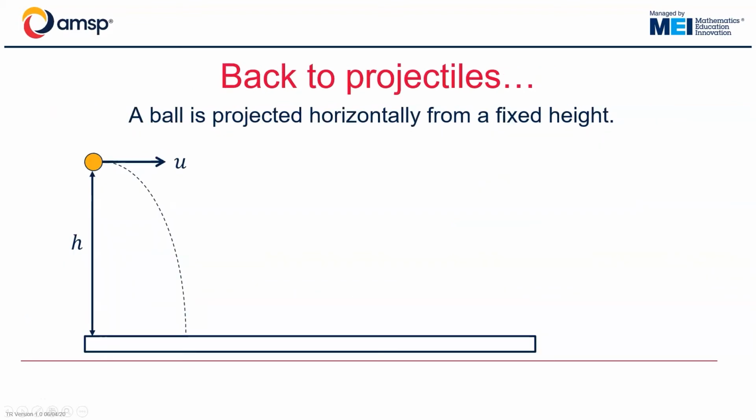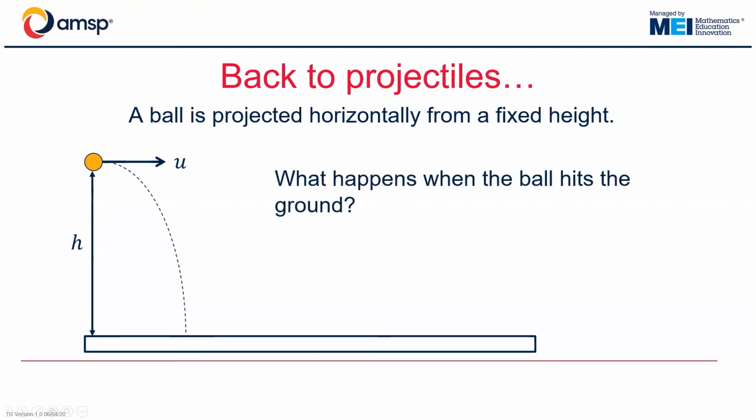Let's now link all this back to projectiles where we started. Consider this case. The ball is projected horizontally from a fixed height, just as it was in the very first question, but now we want to consider what will happen after it hits the ground. This is a case of what happens next in two senses. What happens next to the ball, but also what happens next in terms of our mechanics journey and applying the ideas that we've been looking at.